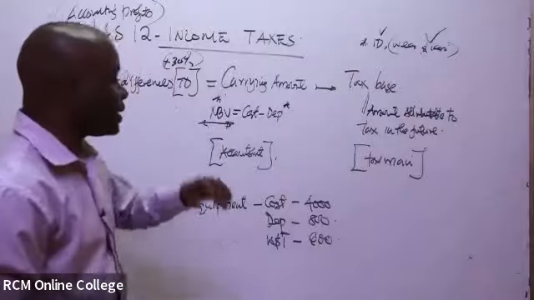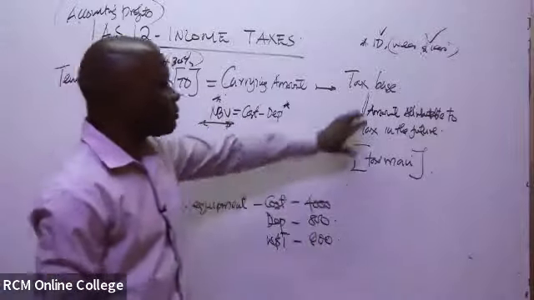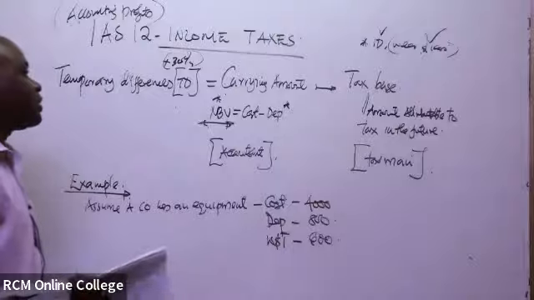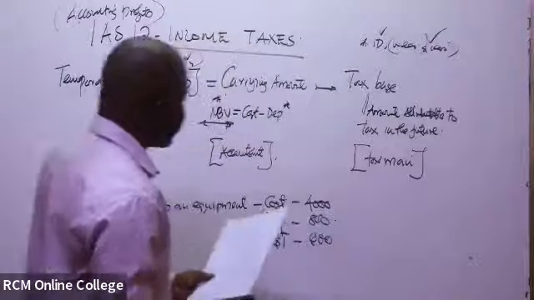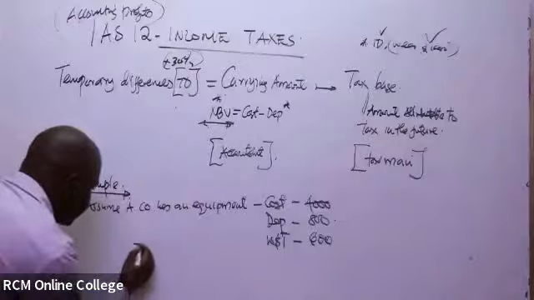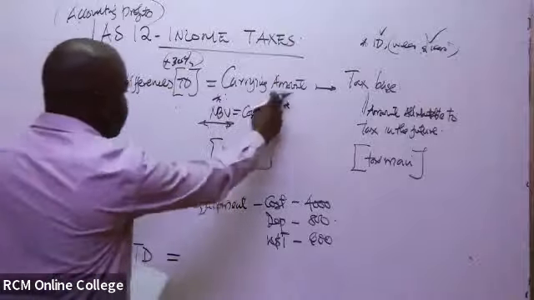So you can see there's a difference in how the accountant is thinking. In this case, the taxman has to think about what is supposed to be taxed. So if you use this simple example to get the temporary difference, our temporary difference, TD, will be equal to the carrying amount, the NBV.